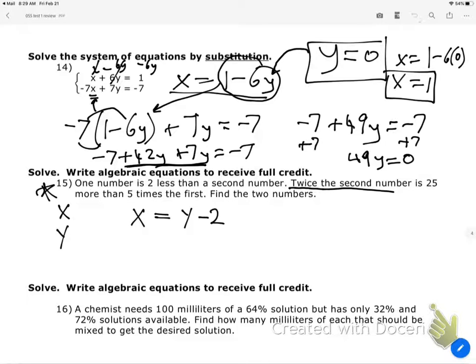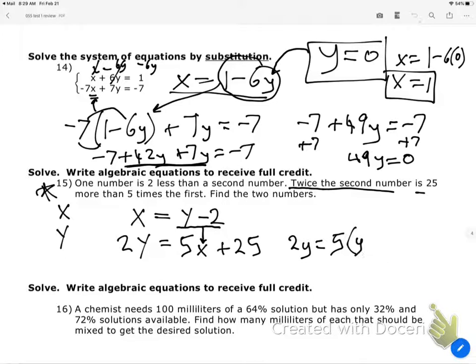Now look at this. Twice the second number. There's twice the second number. Equals 25 more than 5 times the first. Well, there's 5 times the first, and there's 25 more. Okay? So if x equals y minus 2, I'm going to stick it right there. So I will have 2y equals, instead of 5x, I'll write 5y minus 2. And again, plus 25. Okay, so 2y equals, this is going to be 5y minus 10 plus 25.